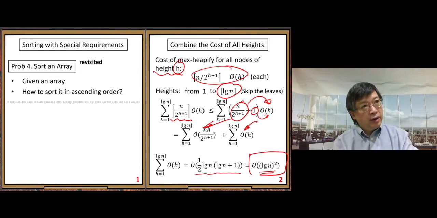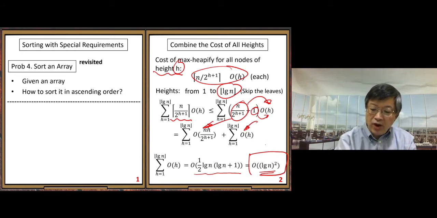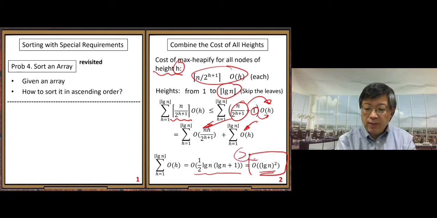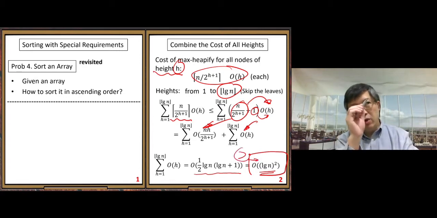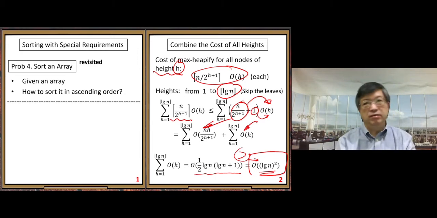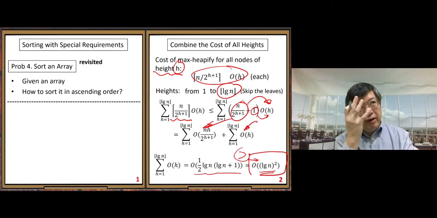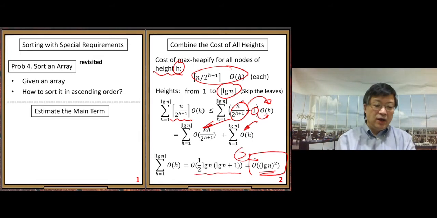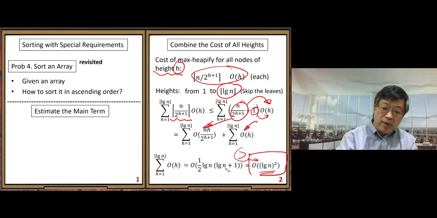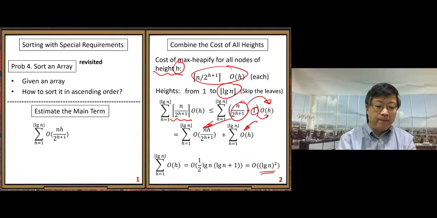Next, the harder part, the first summation. For the first summation, we expect it to be much greater than this one. So the first one will be the main term, and the second one is the minor one. We can even ignore it. Our focus is on the first summation. Now we estimate the main term.